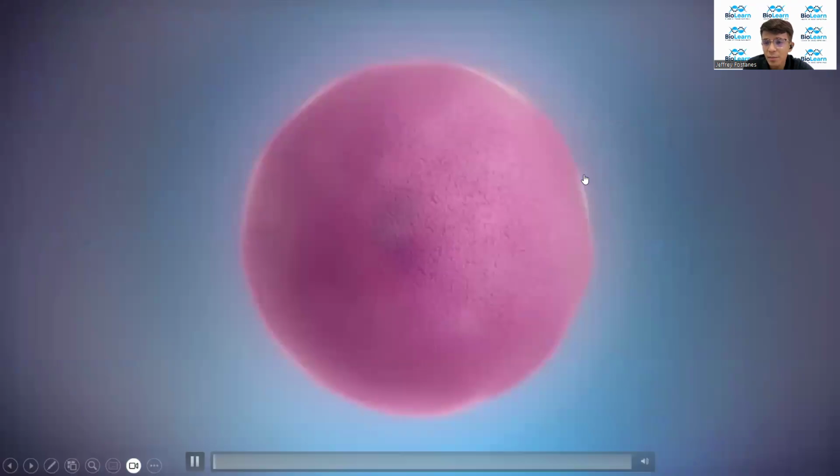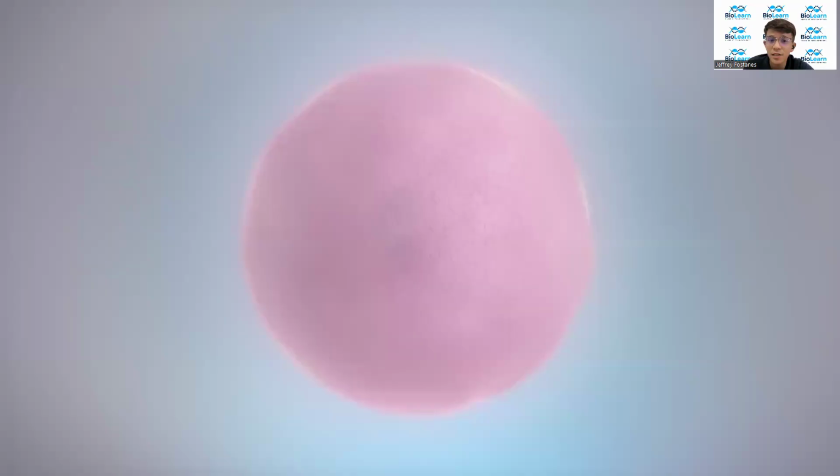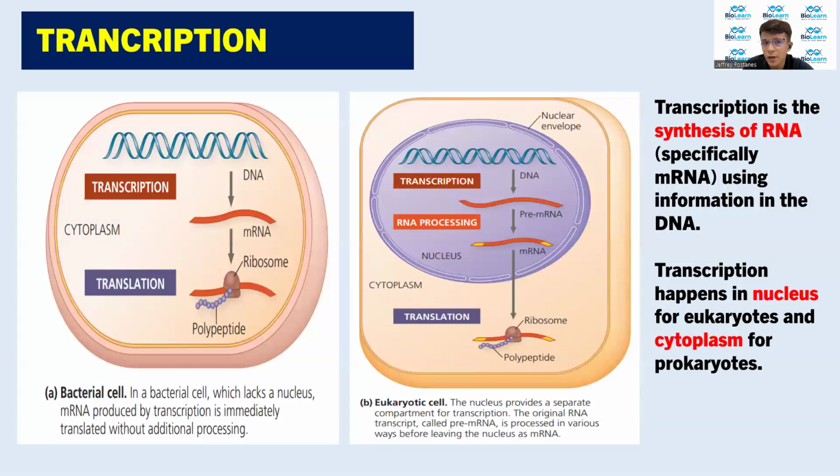Right? So that already summarizes the process of transcription and translation. But today, let's go to each of the processes in detail. Let's start with the process of transcription. Again, transcription is the synthesis of RNA using the information in the DNA, specifically the template strand of the DNA.